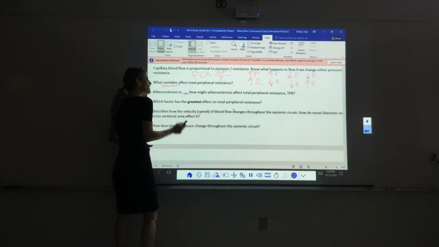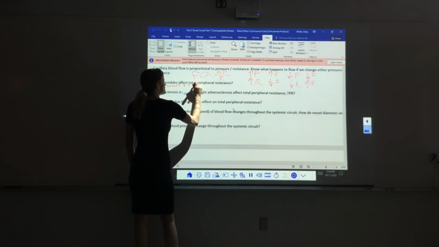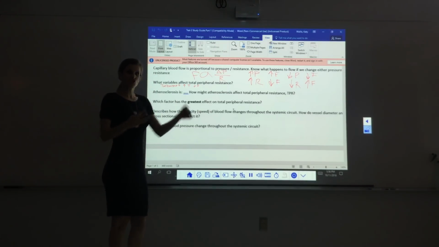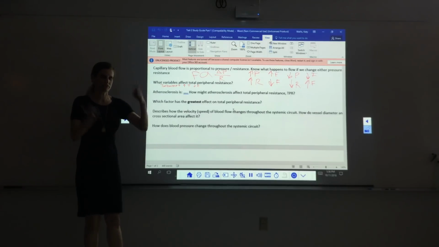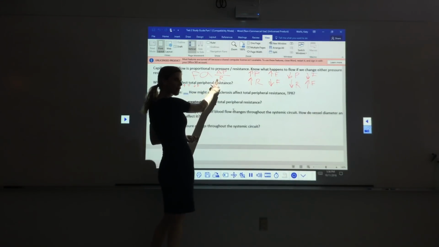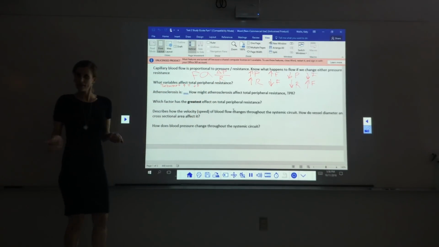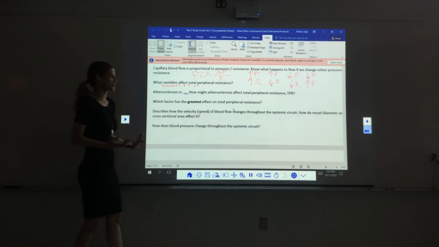What happens if I increase turbulence? If I increase turbulence, I decrease flow, right? Because if I increase turbulence, remember that's kind of when the blood bounces around for some reason, when it doesn't flow smooth, that increases the amount of resistance that I have, so that would decrease blood flow. We don't alter that on purpose, right? That's not something that the nervous system would change to alter blood flow.